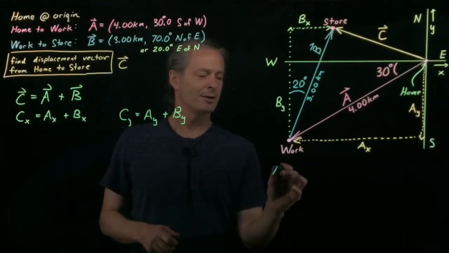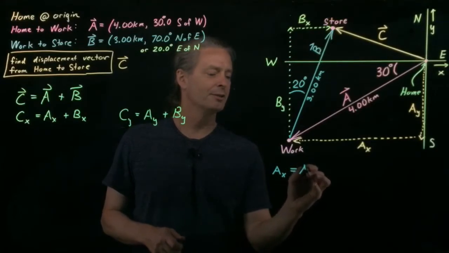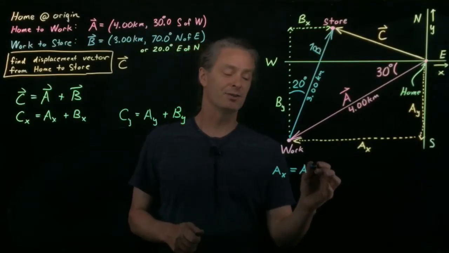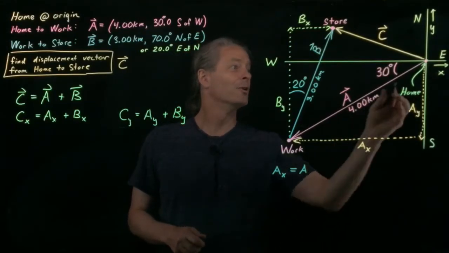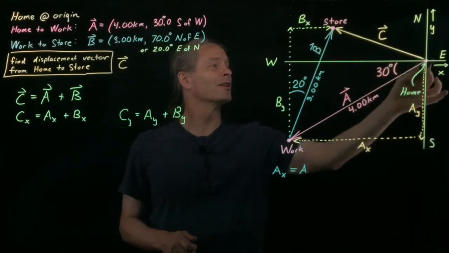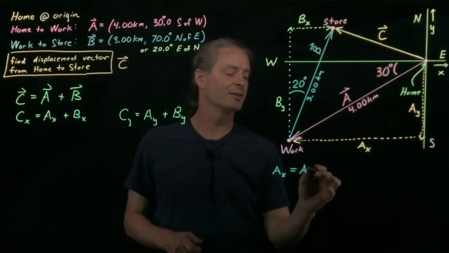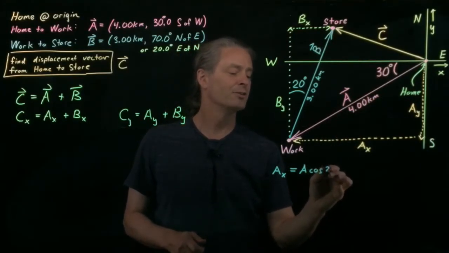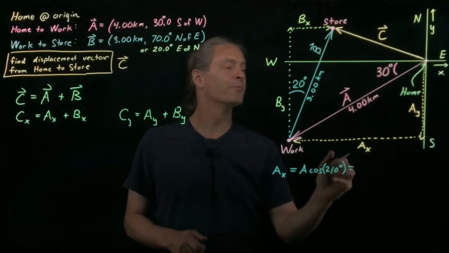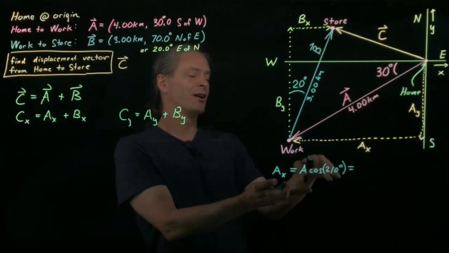A sub x will be the magnitude of vector A, which is 4 kilometers. I'll just represent it as A for now. And I could do this a couple ways. I could go the full angle from the positive x-axis all the way around to here. That'd be 180 degrees plus 30, so 210. So A cosine 210 degrees. That'll give me the negative sign. The negative sign will come out of this automatically.